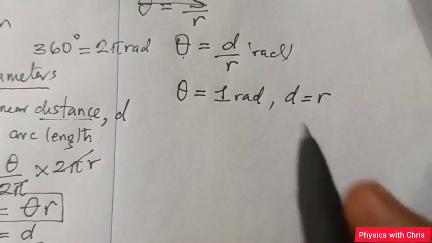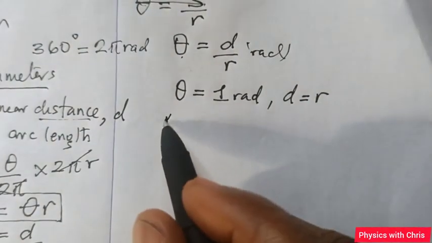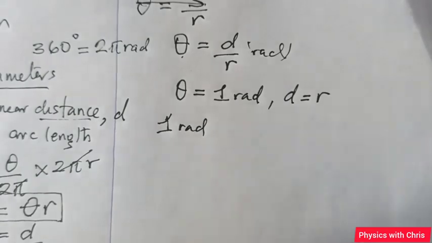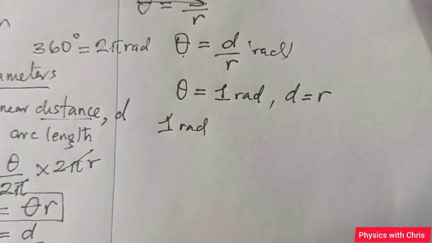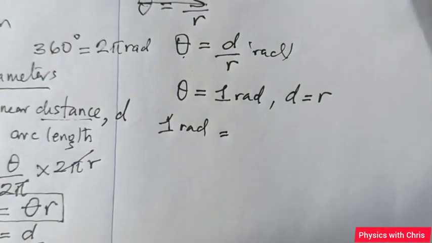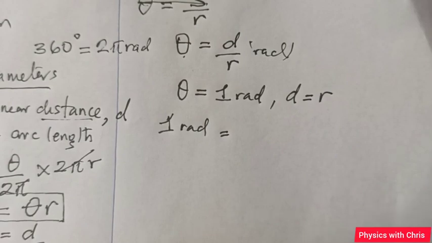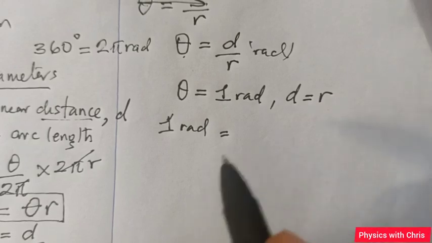Okay, so we can say that 1 radian is that angle that is subtended by an arc that has a length equal to the radius of the circle. So it is the angle that an arc subtends at the center whose length is equal to the radius of the circle. That is 1 radian.